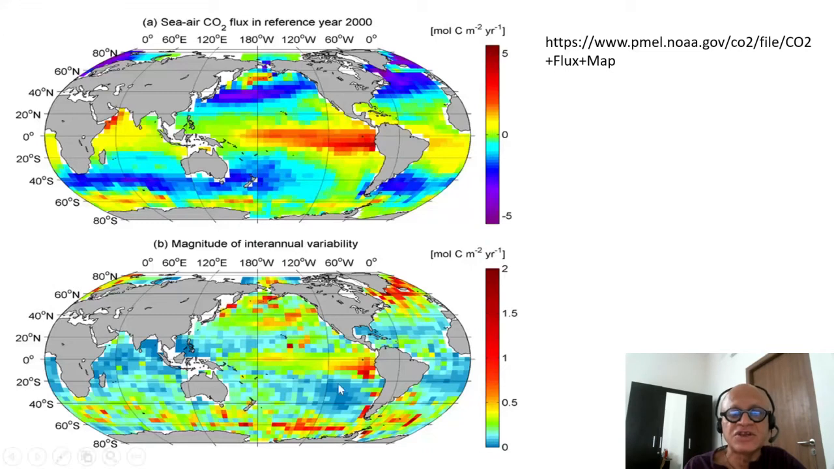And you can see here the magnitude of interannual variability, which is obviously related to El Nino. If you don't know what El Nino is, you can go and watch some podcasts on my channel. But this is where the changes in upwelling and temperature happen on El Nino and La Nina timescale.